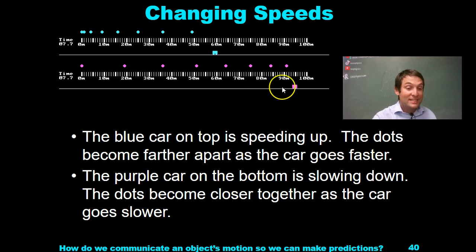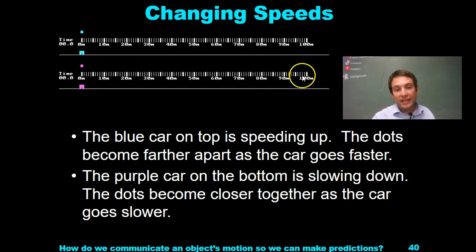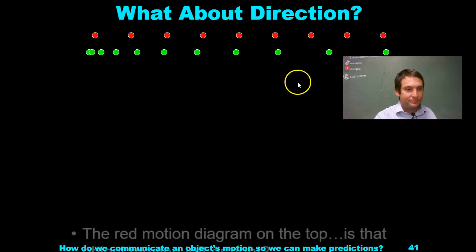The purple car on the bottom is doing the opposite. It's slowing down, so the dots start off spaced really far, and then as it gets closer towards that 100-meter mark, the dots are a lot closer together because it's covering a smaller distance in the same amount of time.